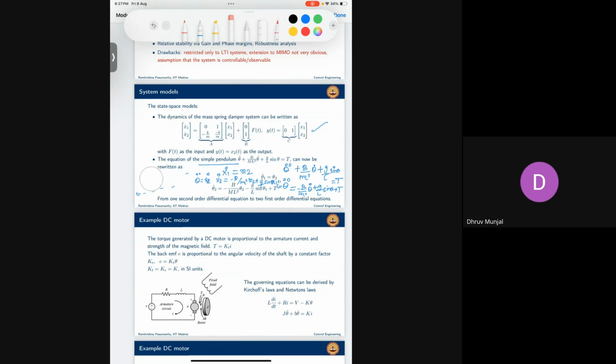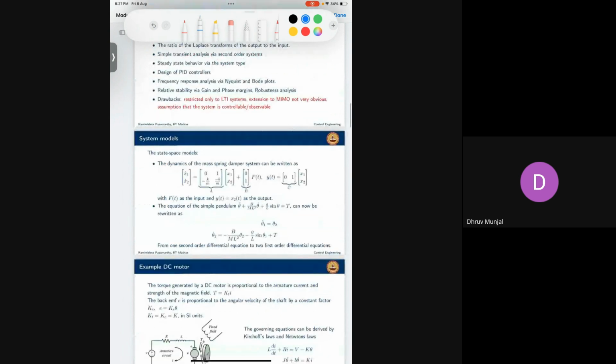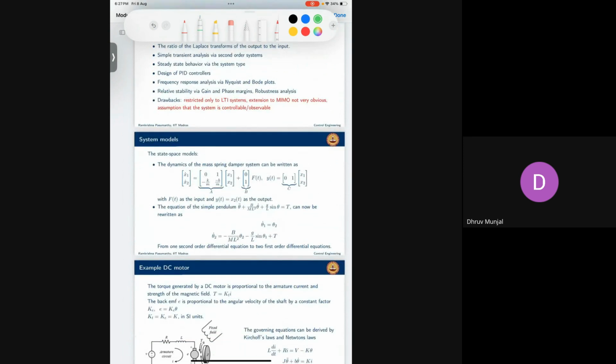If this is too much here, I will write it here. See, theta double dot plus b by ml square theta dot plus g by l sine theta equal to t. This is the original differential equation representation, right?